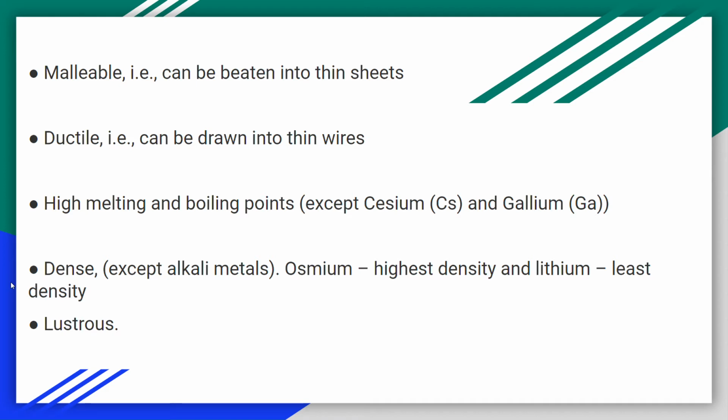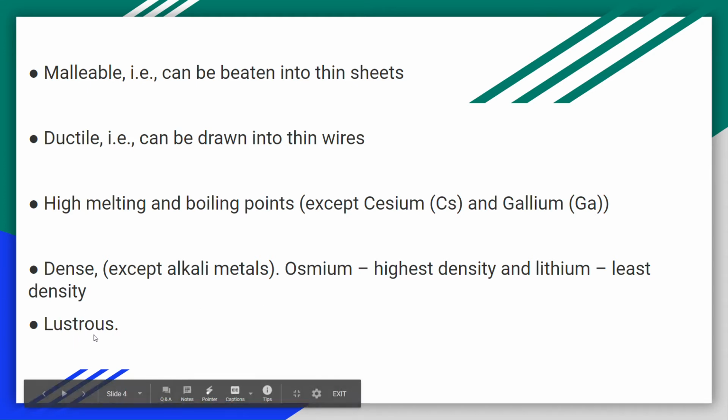They have high density, except alkali metals. Osmium has the highest density, while lithium has the least density. They are lustrous, means that they have shiny surfaces.